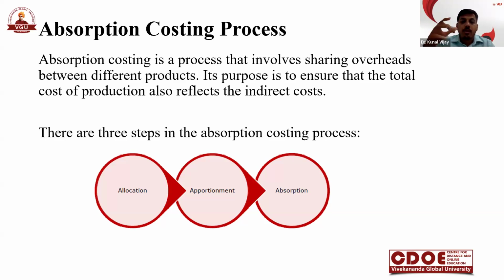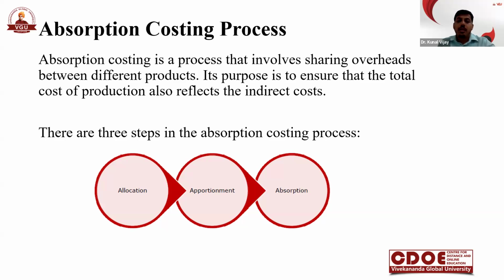Indirect cost is rent. Suppose I'm manufacturing both products. Now rent is 1000. 60% of the area is occupied by the steel bottle factory, and 40% is occupied by the plastic bottle factory. So I will apportion 1000 area-wise: 600 rupees to the steel bottle and 400 to the plastic bottle. That is simple. That is known as apportionment, according to their occupied area and their usage.